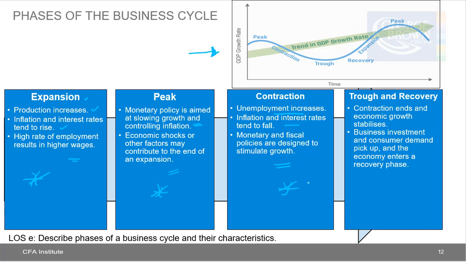Fiscal policies relate to government's ability to tax, increase taxes or decrease taxes, and government expenditures. They can spend more money or spend less money. So fiscal policy, expenditures and taxes. Monetary policy is through control of the size of the money supply and the growth rate of the money supply. And finally here, the trough and recovery phases. Contraction ends and economic growth stabilizes. Business, investment, and consumer demand pick up, and the economy enters a recovery phase.